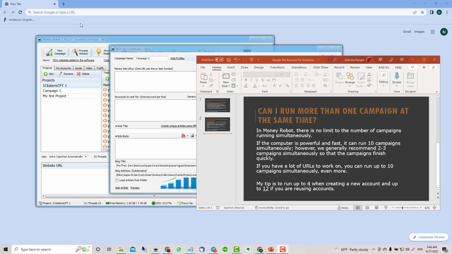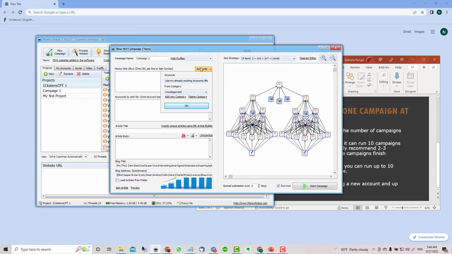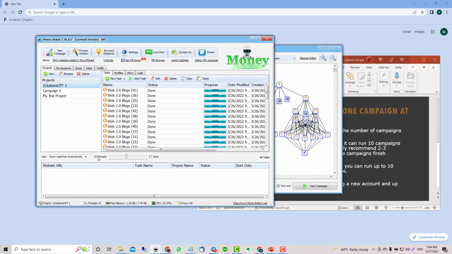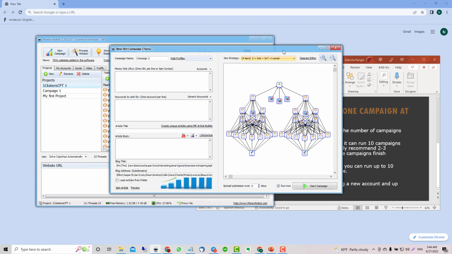I mean, if you are using existing accounts, you have no issue. You can create and run at the same time 12, 14 with no issue. Remember, it's also going to depend on which diagram you are using, or how many threads you are using, to determine how fast it's going to be.